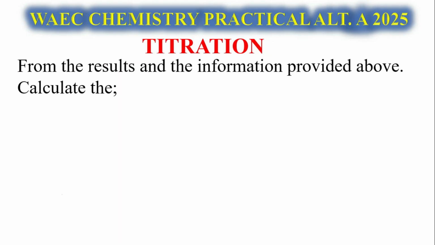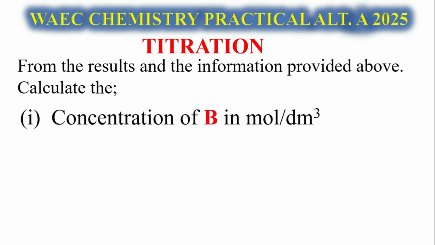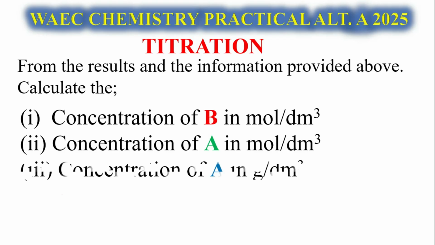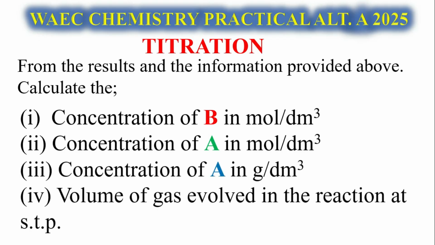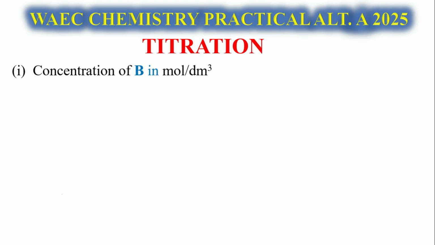So let's look at question number 1 now. From the result and the information provided above, calculate the concentration of B in mole per dm³, the concentration of A in mole per dm³, the concentration of A in gram per dm³, and the volume of gas involved in the reaction at STP. Look at the previous question, so let's see if there's any twist concerning this question.